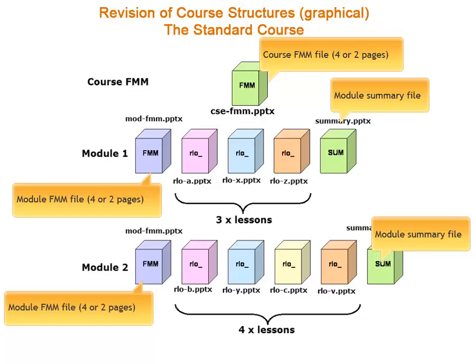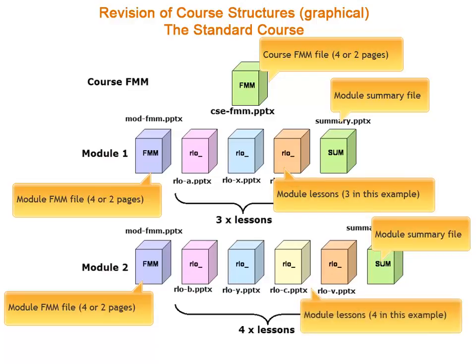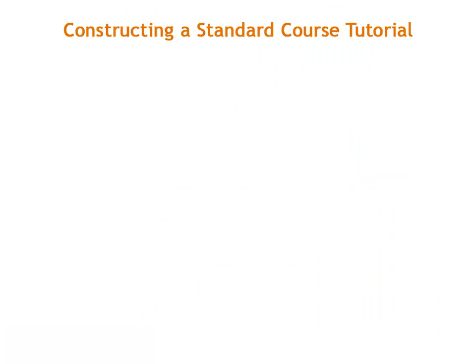If you are constructing a Word document, then the TOC is based on the headings 1, 2 and 3 placed in the document. In the graphical example shown here, there are 2 modules. Module 1 has 3 lessons and Module 2 has 4. So the final published output for this course would be a course front matter material file and 2 module files. We will now begin with the tutorial.